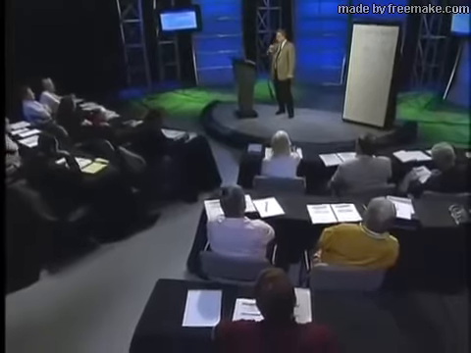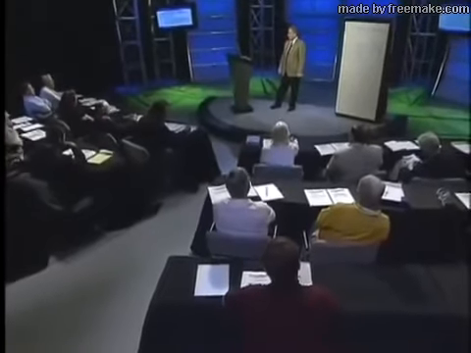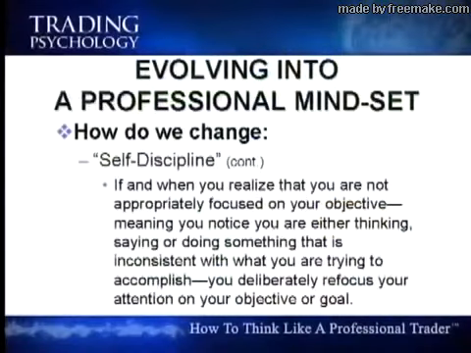And like I said, when you realize that you're not appropriately focused on your objective, meaning you notice that you're either thinking, saying, or doing something that's inconsistent with what you're trying to accomplish, you deliberately refocus your attention on the object of your goal. Just do the best you can. Okay. So basically, like I said, this last section is giving you steps and techniques for evolving into a professional trader's mindset.